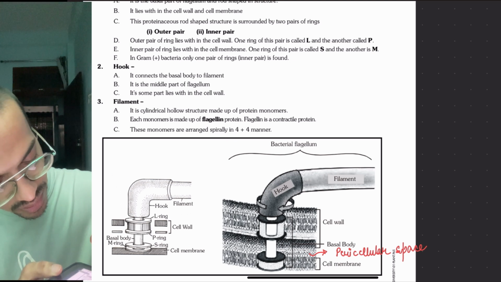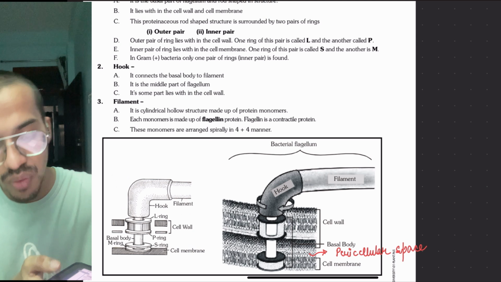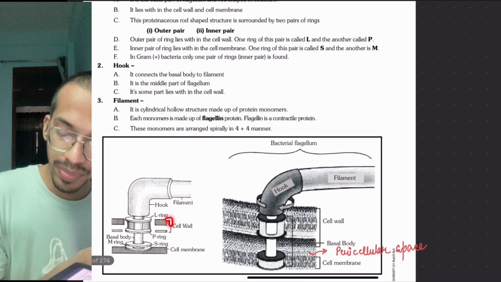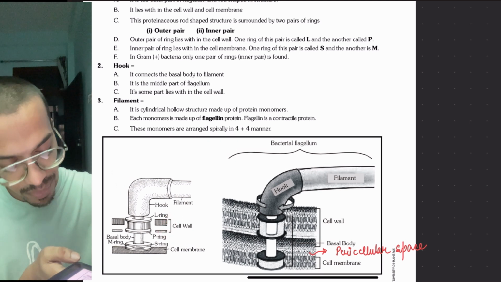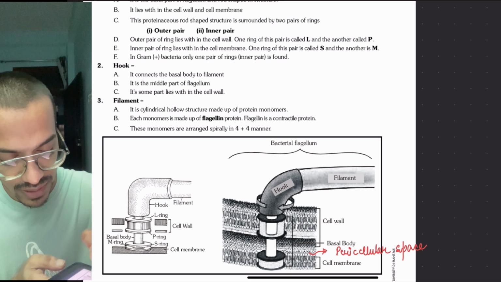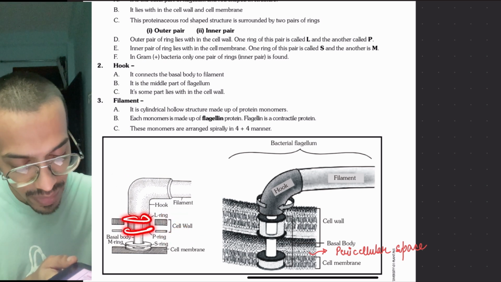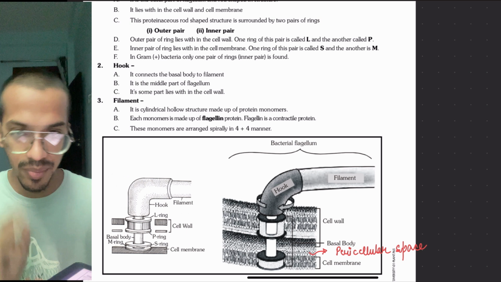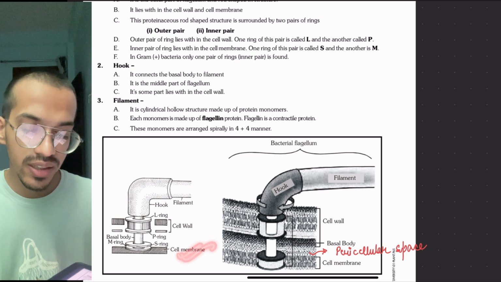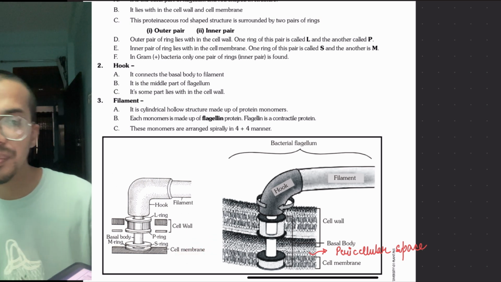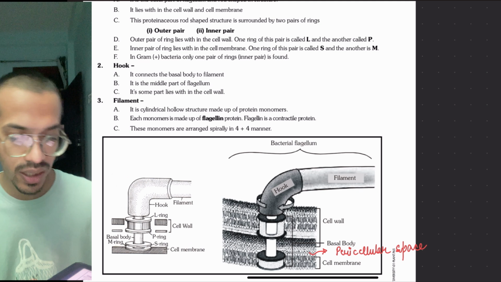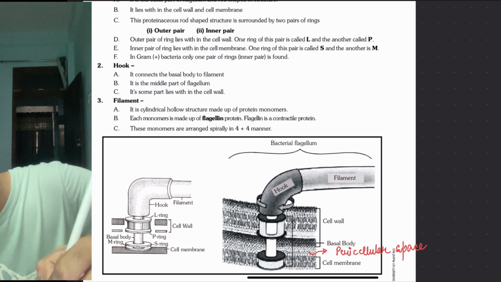So if you see, this outer pair, the cell wall is considered to be the outer pair, and it has what? L and P ring. Can you see that these rings are there? So the L and P ring is there, whereas on the cell membrane there is the S and M ring. Okay, so there is L, P, S, M.